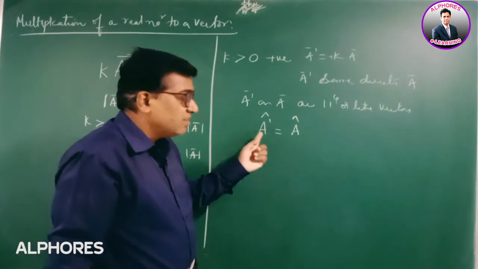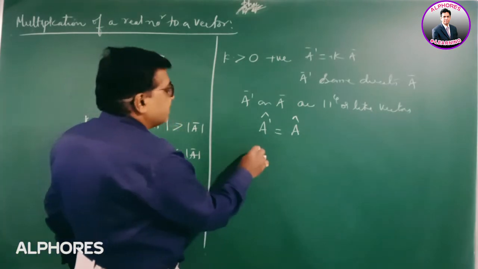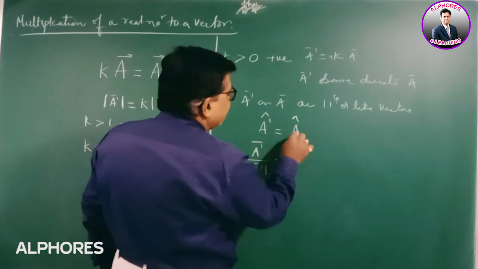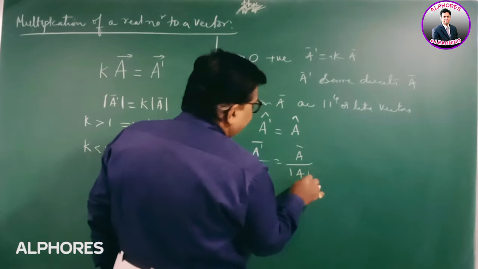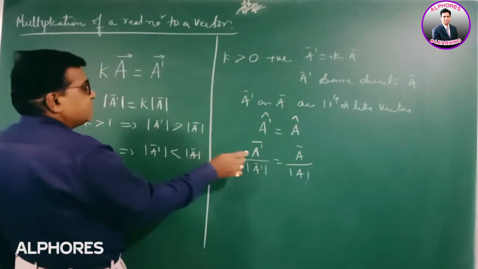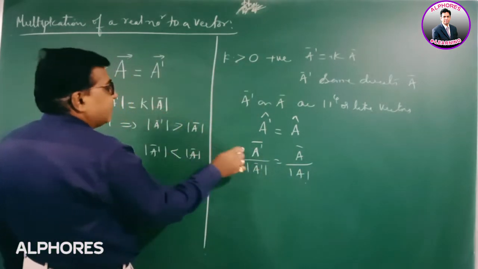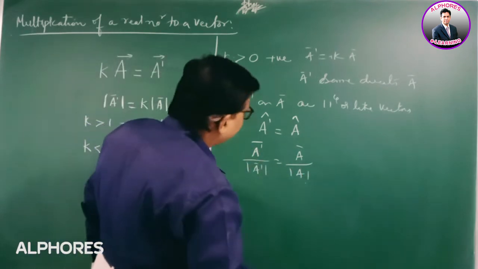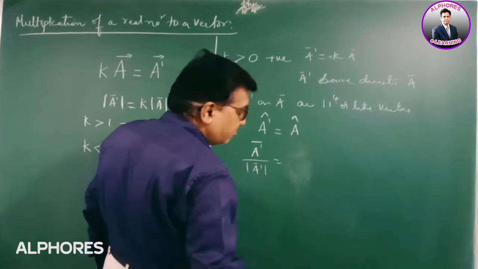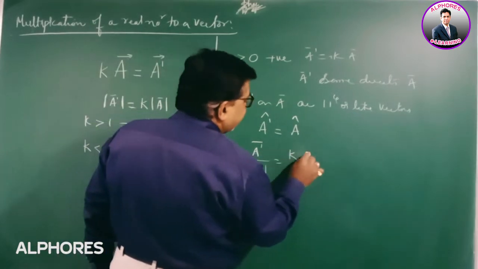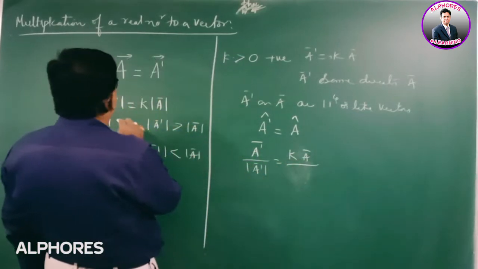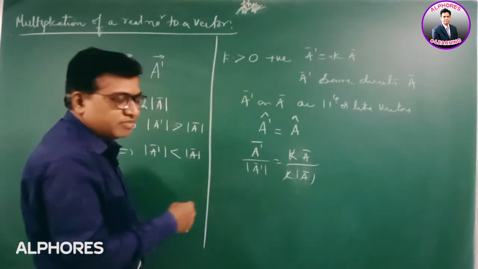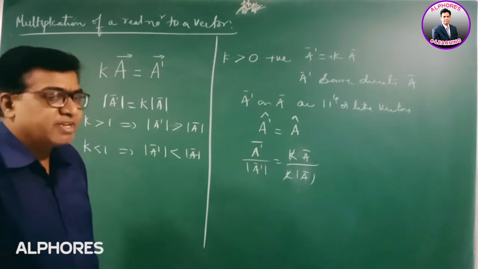Magnitude of A dash bar differs, but unit vectors are the same. Why? What is a unit vector? A dash by mod A dash bar, and this is A bar by mod A bar. Look here, mod A dash bar is K times mod A. So K A bar by K mod A, K cancels, it is the same as this. Suppose I take the unit vector of A dash bar. What is A dash bar? It is K times A bar. What is the magnitude of A dash bar? It's K times mod A bar. K cancels, and the unit vectors are in the same direction.